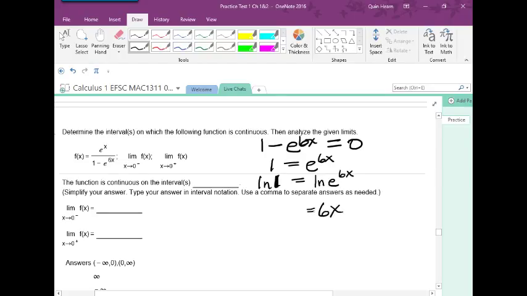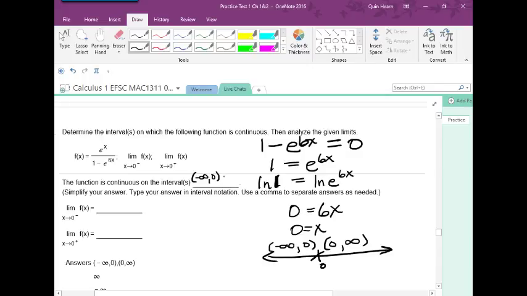So the base cancels out with the log. Natural log of 1, what power do you raise e to get 1? The 0 power. And so x is equal to 0 divided by 6, or 0, is the only place where we're going to have a discontinuity. So if on our number line we leave out the value 0, we have the interval from negative infinity to 0 is continuous, and the interval from 0 to infinity is continuous. So that's what you would type in here.